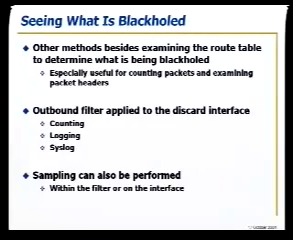So to see what's being blackholed, you can obviously look at the route table. That's pretty obvious. If you know your next hops, you can just look at the route table, see what's going to your Blackhole destinations. But you can also use some other methods to help you, count how many packets are being blackholed, maybe look at some packet headers, get some other intelligence from the traffic that's actually being blackholed. And some of those methods are things such as outbound filters. You can actually apply an outbound filter on your discard interface so that you can count the packets. Actually do anything you can with a firewall filter.